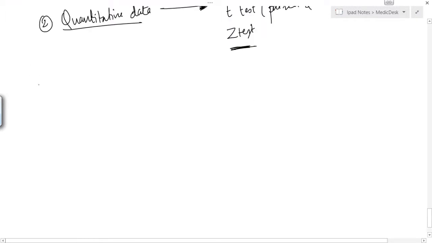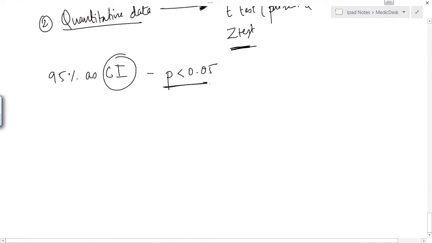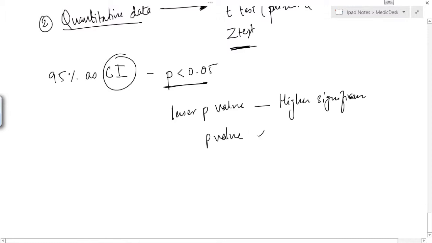Now normally we take 95% as the confidence interval if it is not mentioned in the question. 95% confidence interval is equal to 0.05 p-value. So the lesser the p-value, the higher is the significance. The p-value is inversely proportional to the significance. That way it is 2 points.